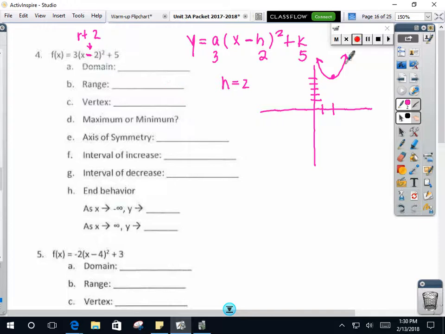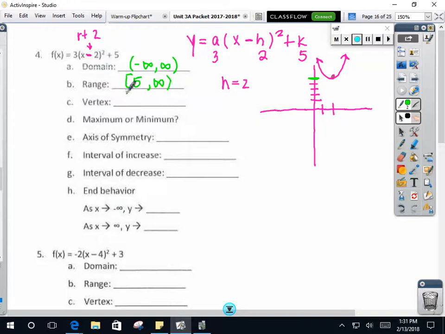So you don't really have to worry about how skinny or wide to make it. So now, what is the domain? Correct. That's what the domain is for all parabolas. What is the range? No, this is positive 5 because it shifted up 5. Its lowest y value occurs at positive 5, and then from there it goes up forever.